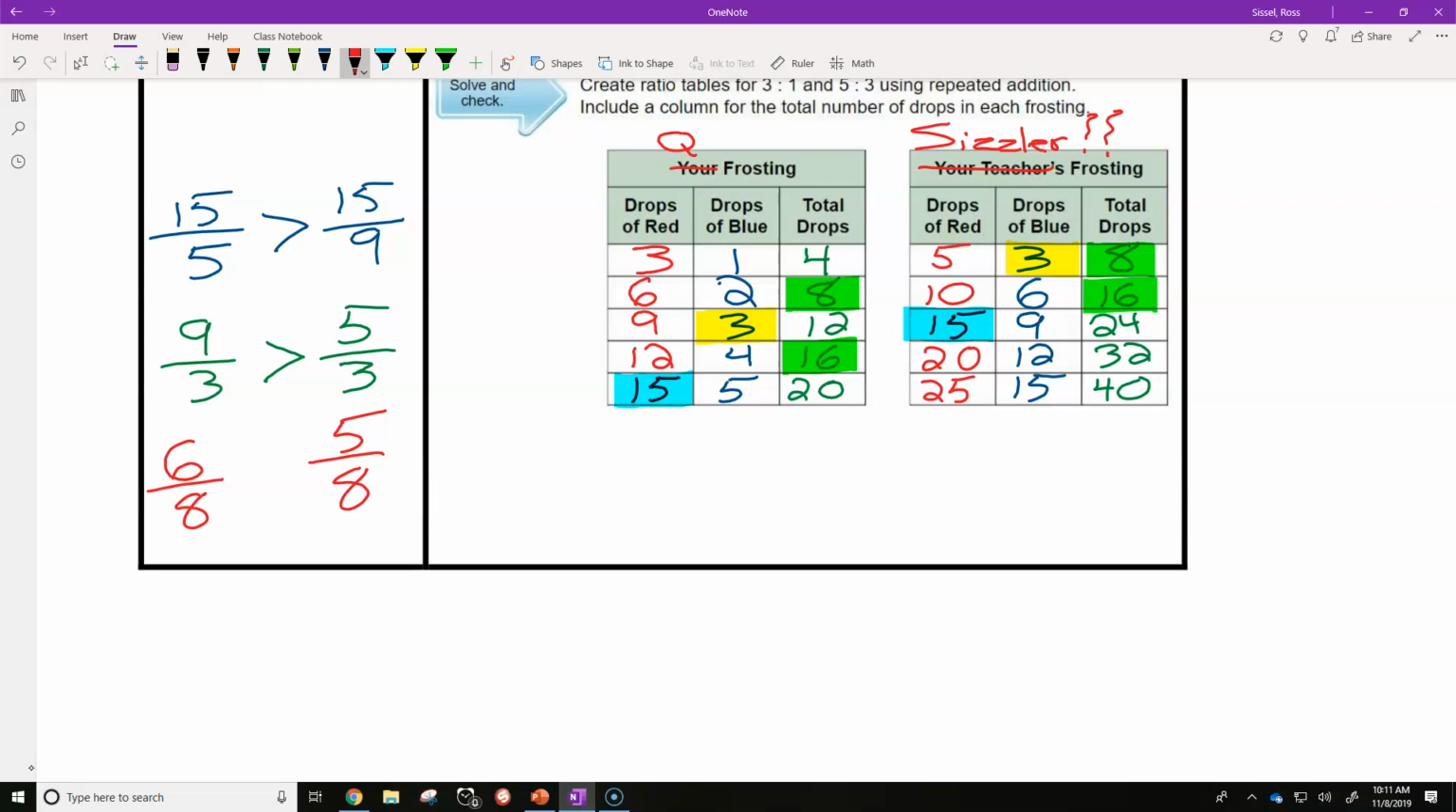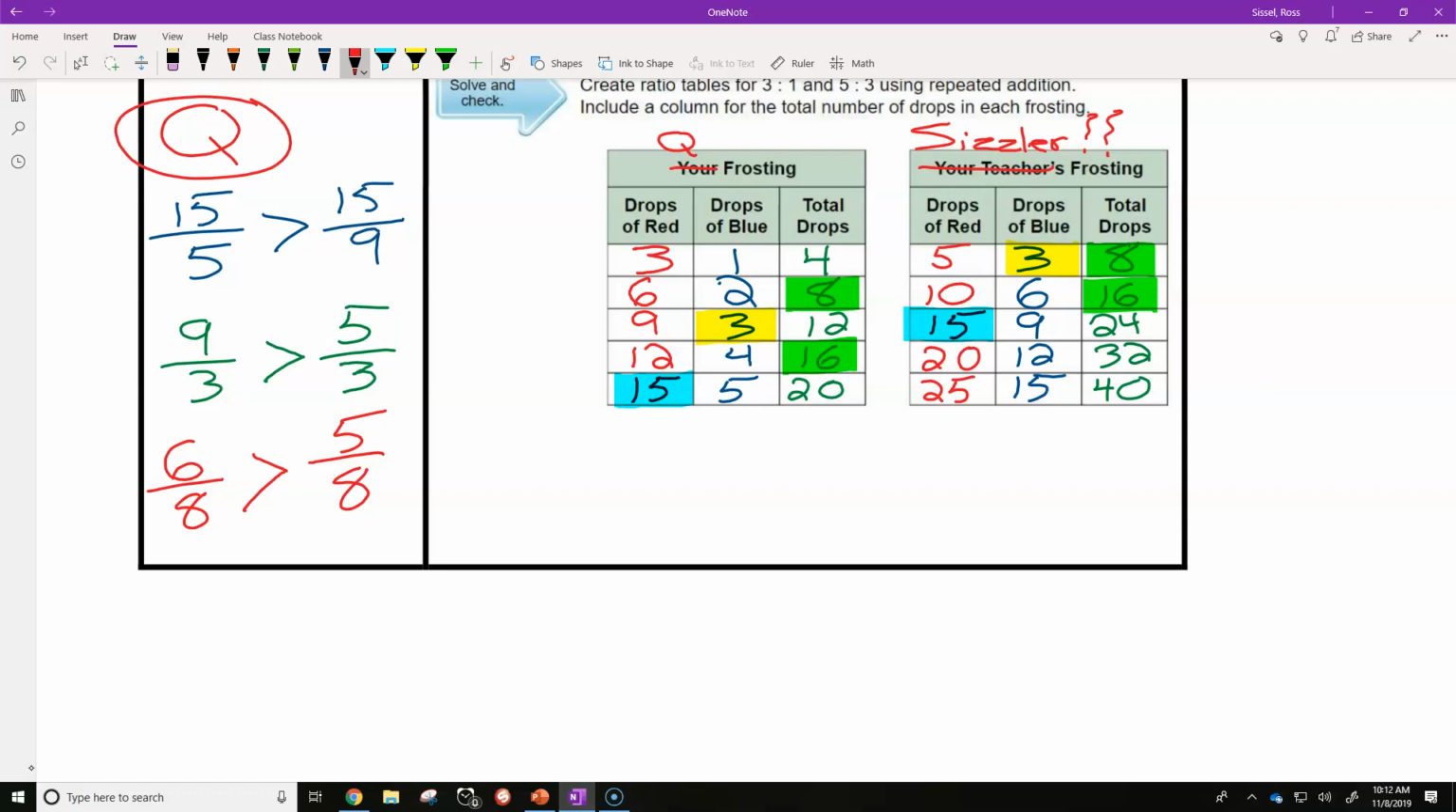6 to 8 or 5 to 8? Which one's more? You see how every time we get that Quinton had more. No matter how you went about solving it, if you use the ratio, you could have compared and found that he had more.